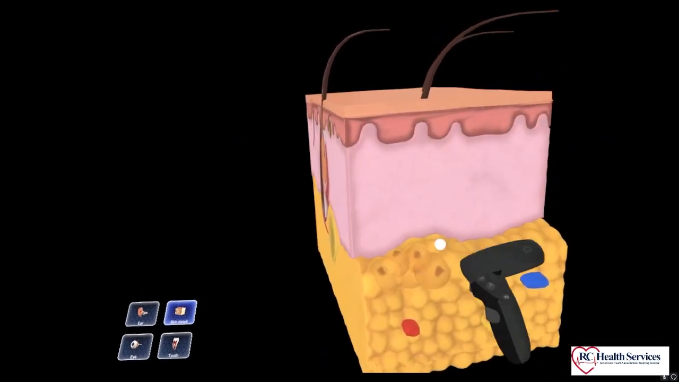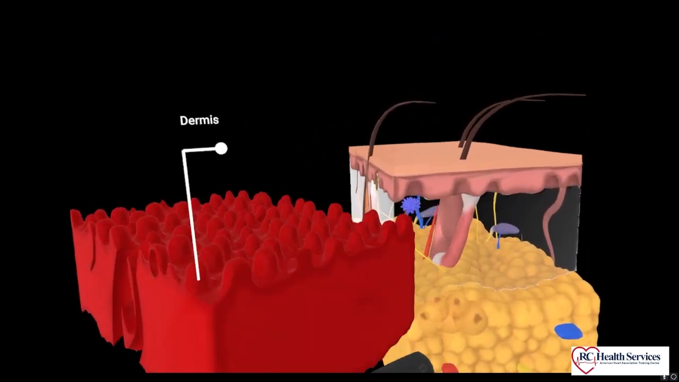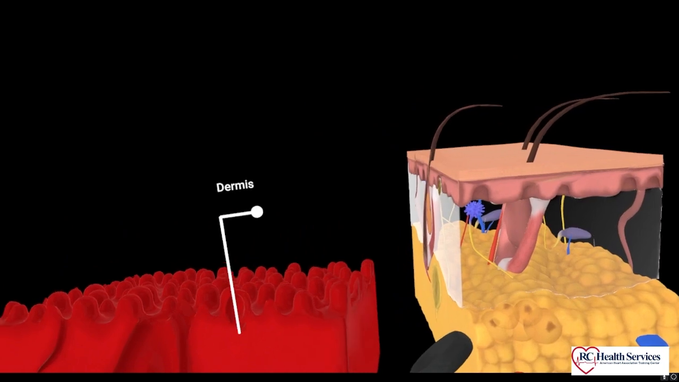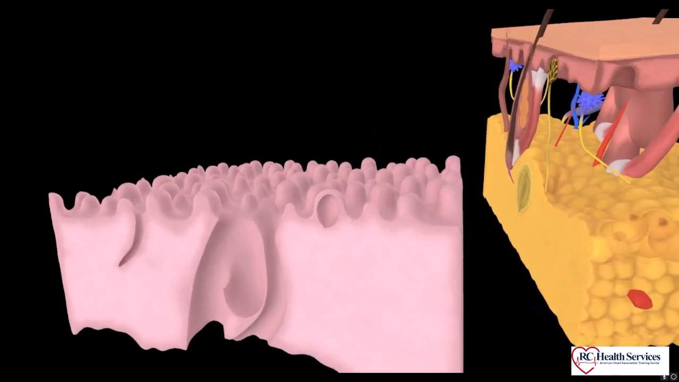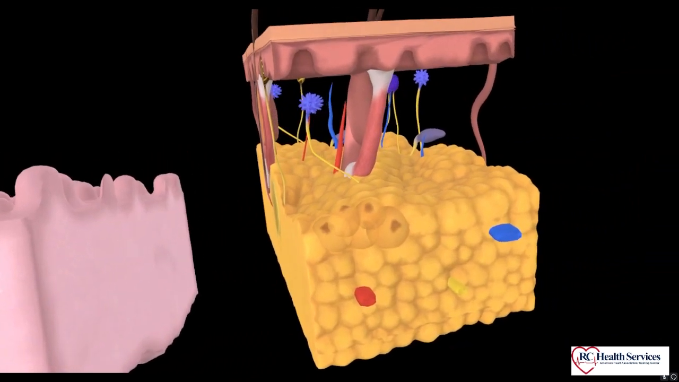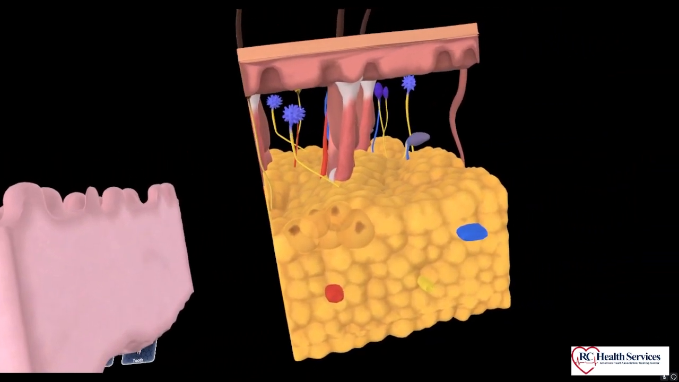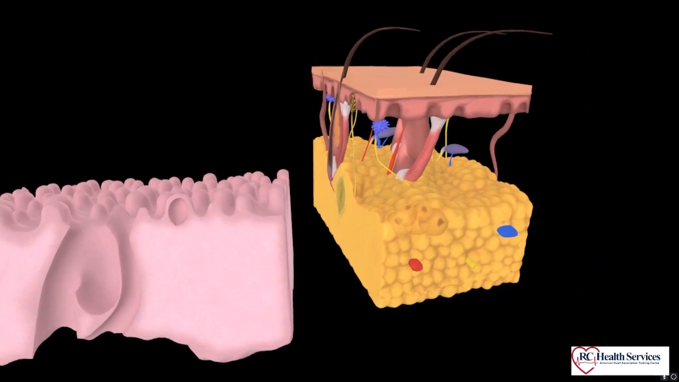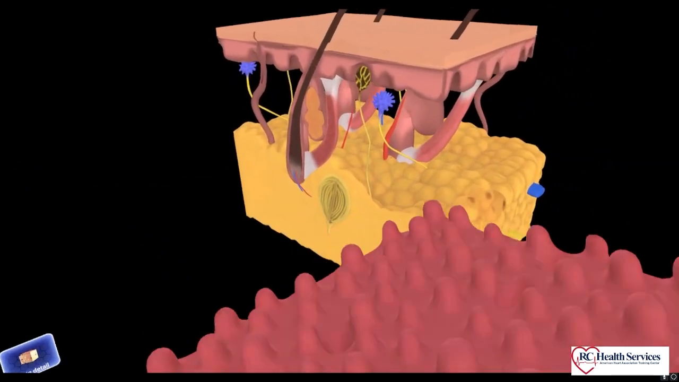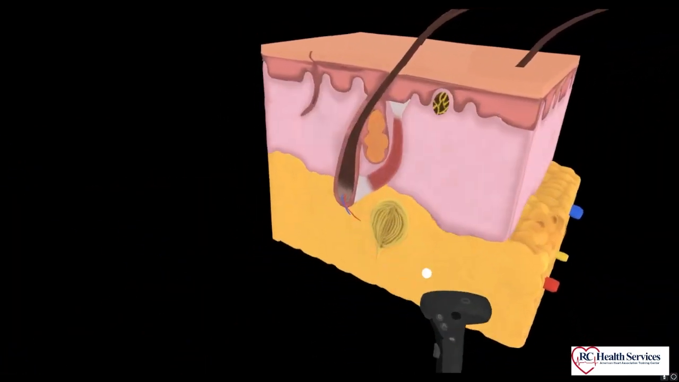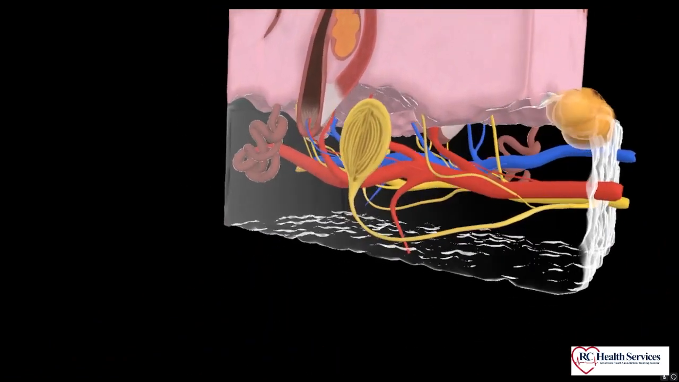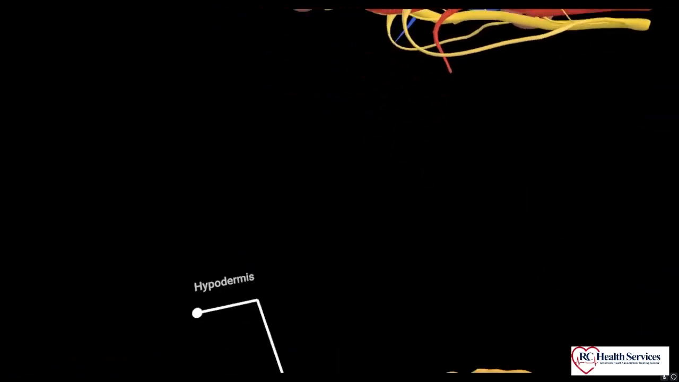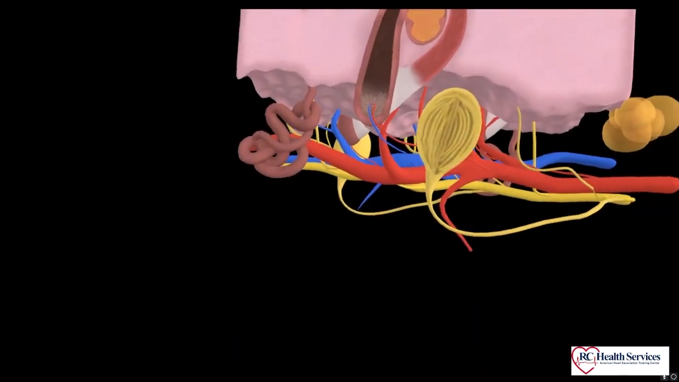The middle portion is the dermis, that is the thicker layer. That's where a lot of the structures within the skin are housed. And then the bottom layer is sometimes called the hypodermis, or the subcutaneous level. This is going to be where the fat and the sweat glands are housed.